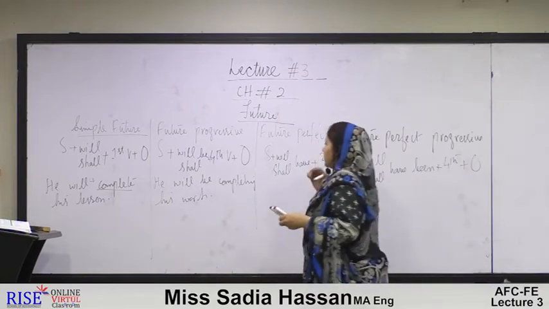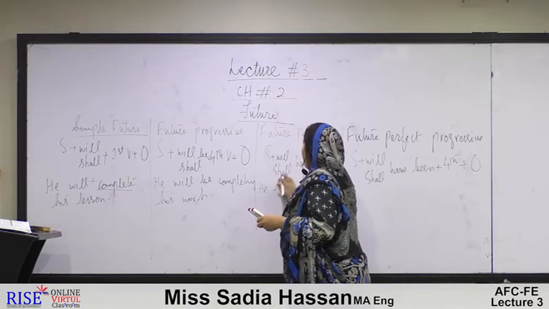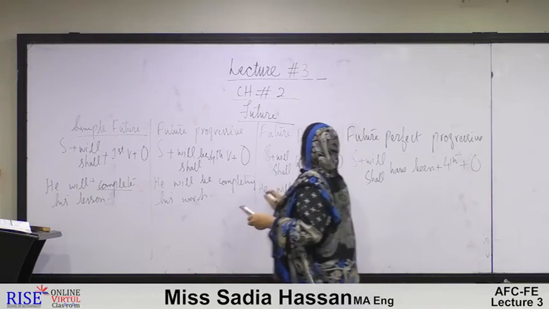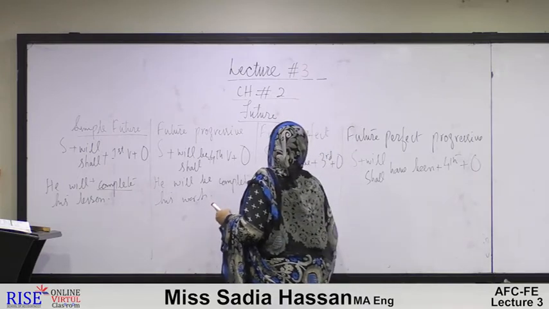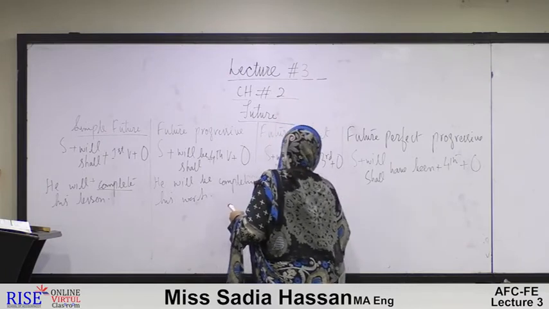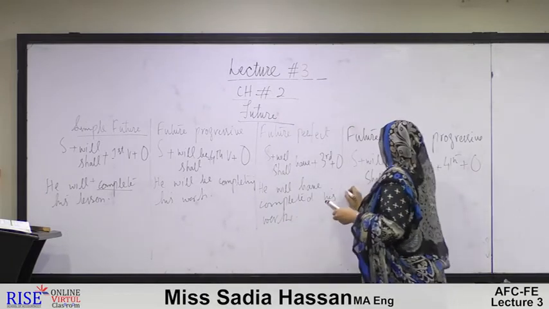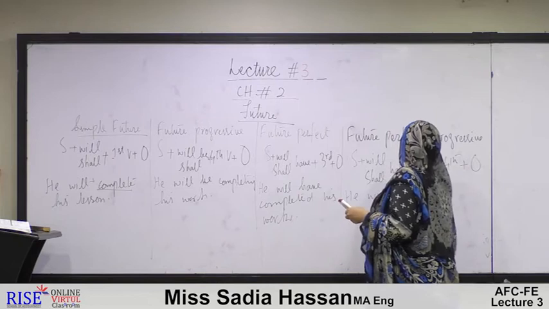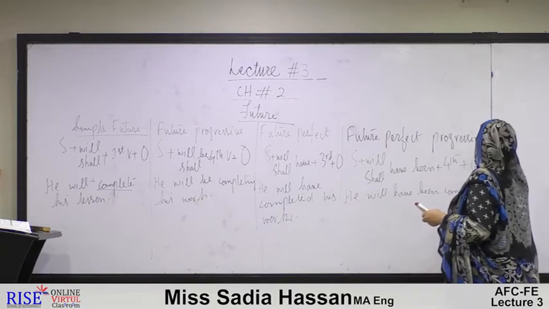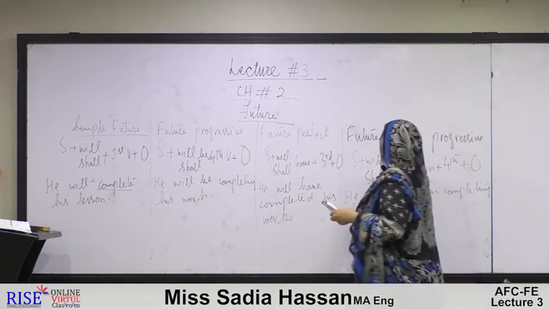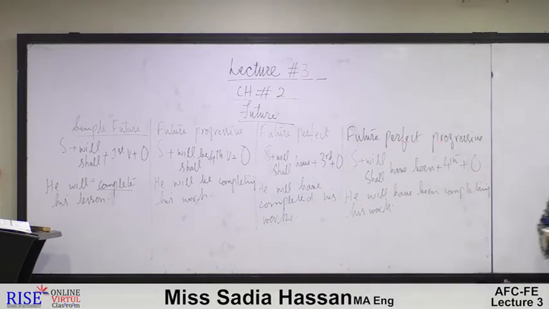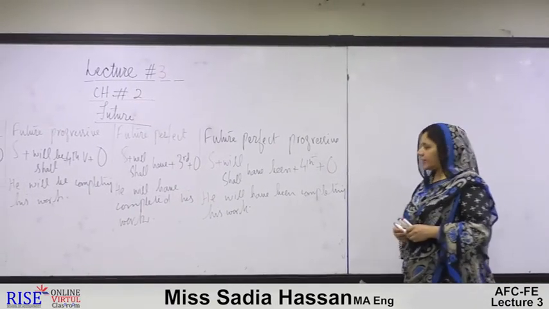Now we complete the examples. He will have completed his work. Future perfect progressive: he will have been completing his work. This was all with the construction of affirmative sentences of future tense.